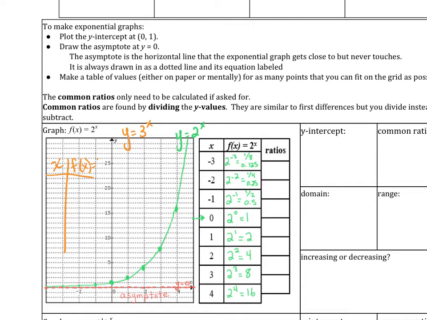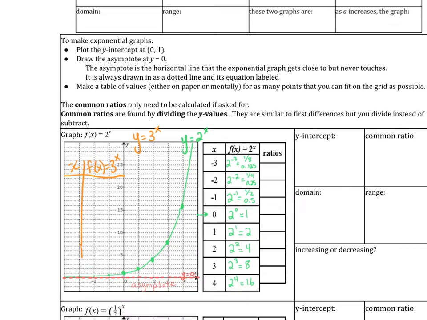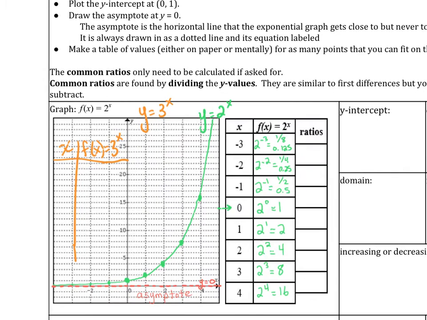And you could do this in your head. You don't have to make the table of values. You can actually just do it in your head. When x is equal to 0, 3 to the 0 is 1, so there's your y-intercept.